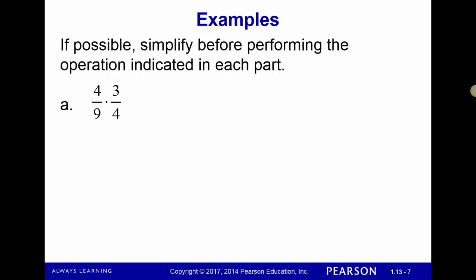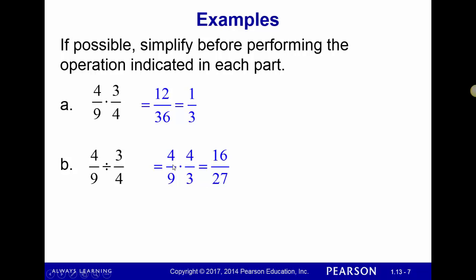So if you notice here, we could just go ahead and multiply, which would give us 12 over 36, but we notice here that we could have simplified by canceling out or dividing both the numerator and denominator by 4 in order to get the final answer. Actually, we could also do here, 3 goes into 9 3 times, which would have led us right to 1 over 3. 4 ninths divided by 3/4, we need to change this to multiplication, so 4 ninths times 4/3.